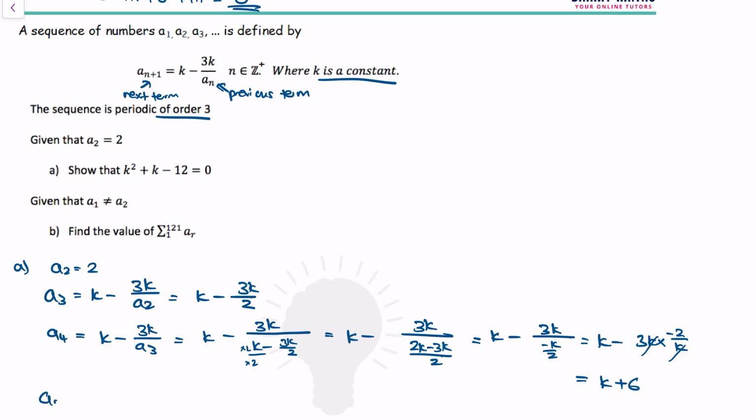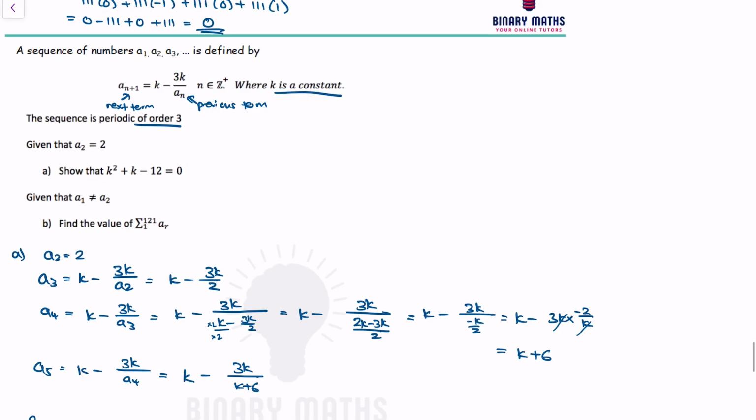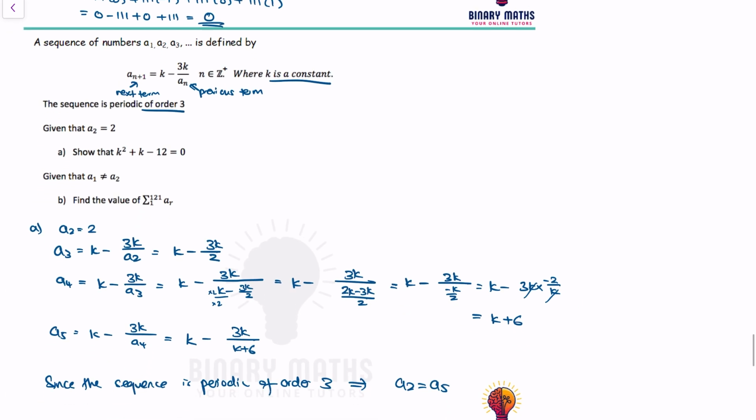Okay, A5 will be k minus 3k over A4, which means k minus 3k over k plus 6. Now what we do know is, since the sequence is periodic of order 3, it implies A2 must be equal to A5, because it obviously moved on by 3 positions.